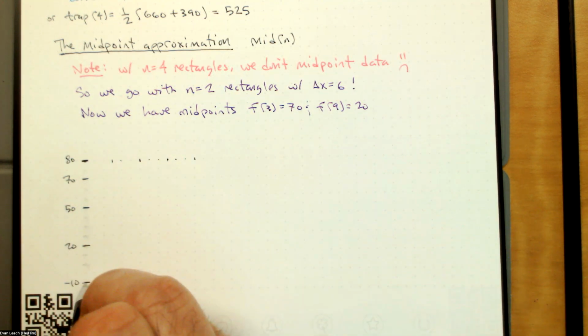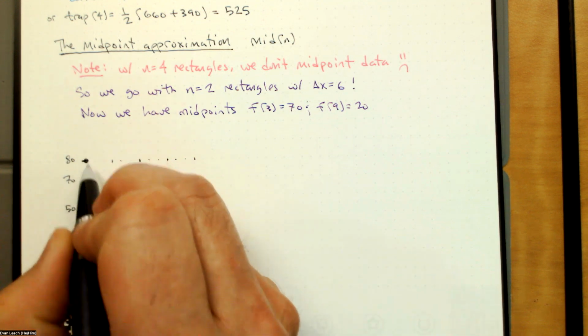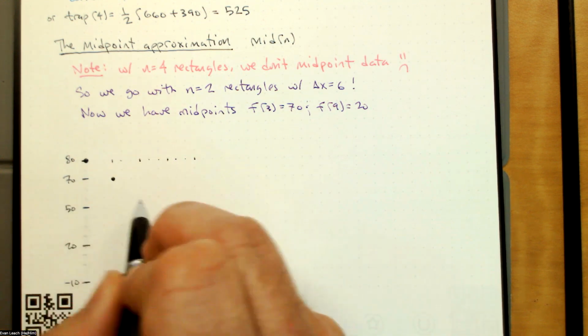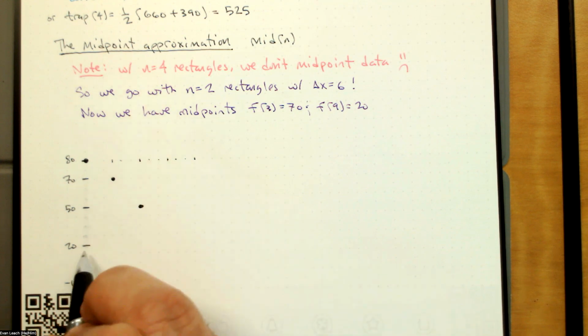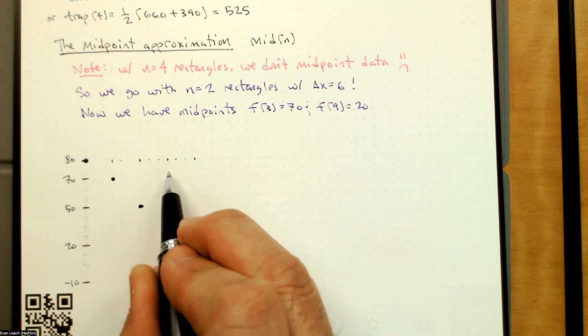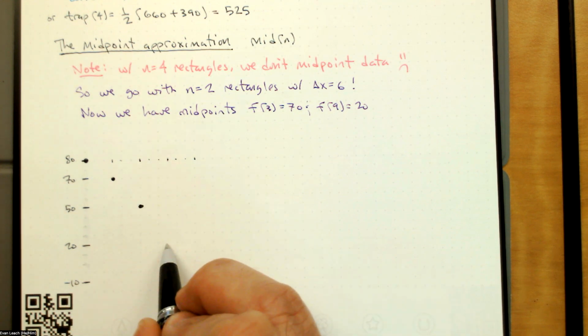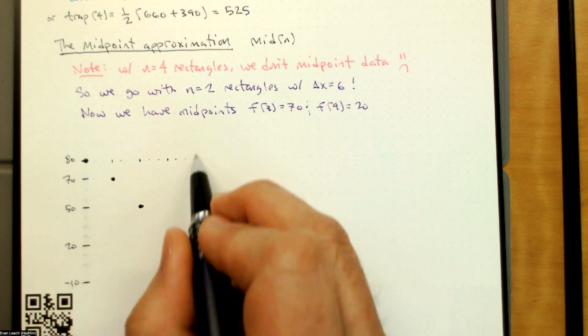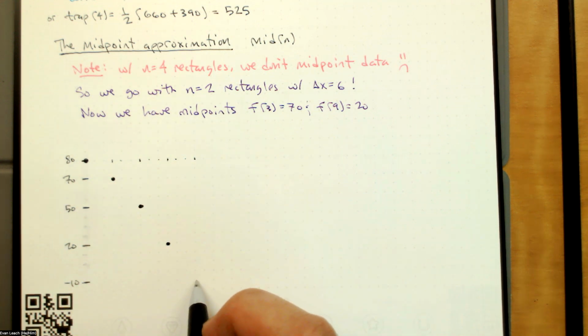So my values are going to be 0, 80. At 3, we're at 70. And then at 6, we're at 50. And then at 9, we're at 20. And then at 12, we're at negative 10.